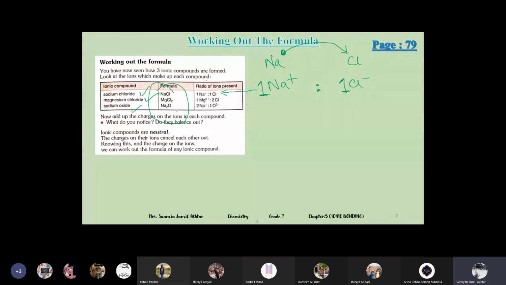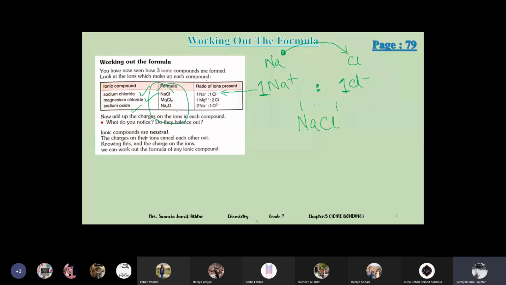Have you studied this ratio in maths? Yes, miss. We studied it last year. Okay, good. So 1:1 means sodium is 1 and chloride is also 1. So the formula is NaCl.